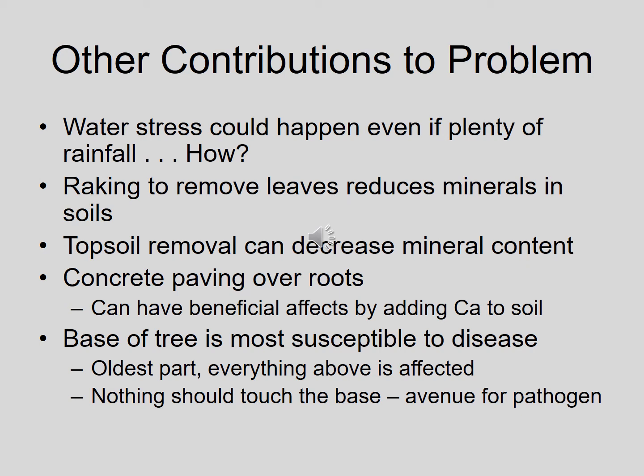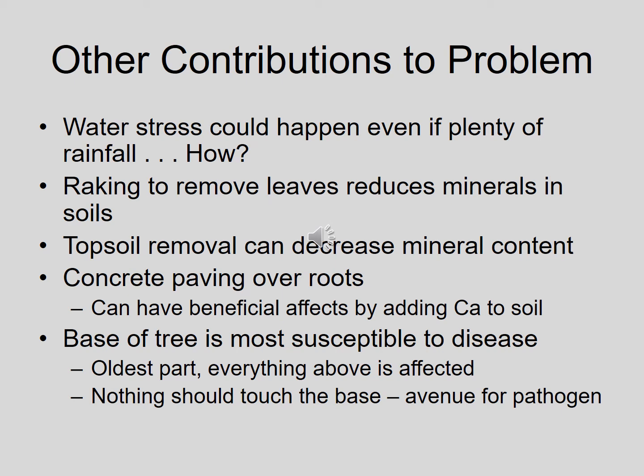And some other contributions to the sudden oak death problem. Water stress could happen even if plenty of rainfall. How? Because the fine roots have died off. They can't suck the water in, and that can happen from soils that are too acidic. People rake and remove leaves. It does reduce minerals in the soils, and that can be a problem. Although some of the leaf litter, if it's too thick, is also a problem too by causing acidification.